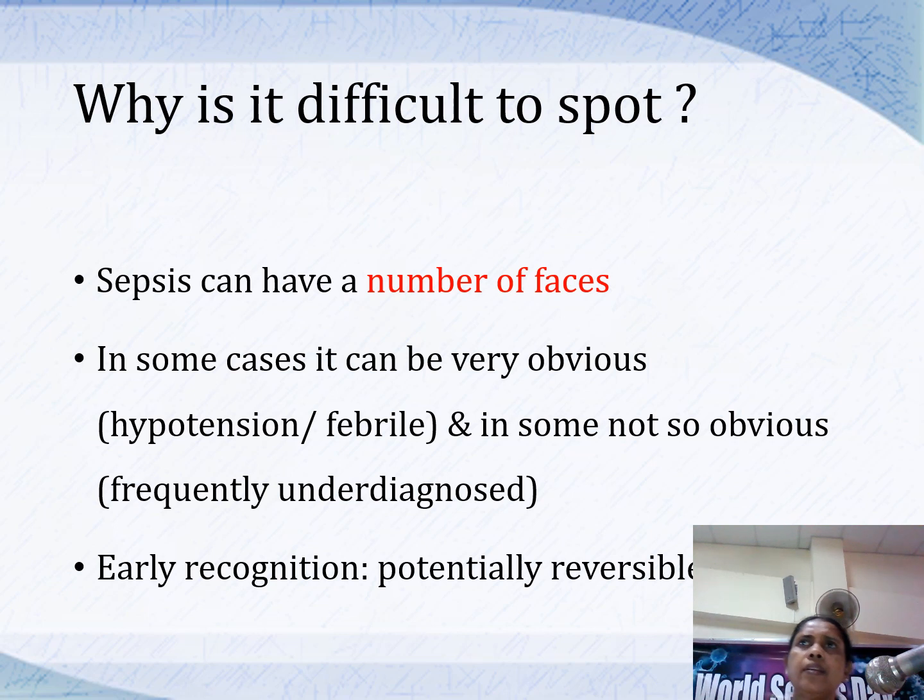So why is it difficult to spot? Because sepsis can come in various presentations and phases, and in some cases it's very obvious. Now in this patient, I think it was quite obvious that he is septic, right? Because he's having some symptoms of sepsis like hypotension and fever, but in some cases it's not very obvious, especially in small babies or elderly people. It's just non-specific.